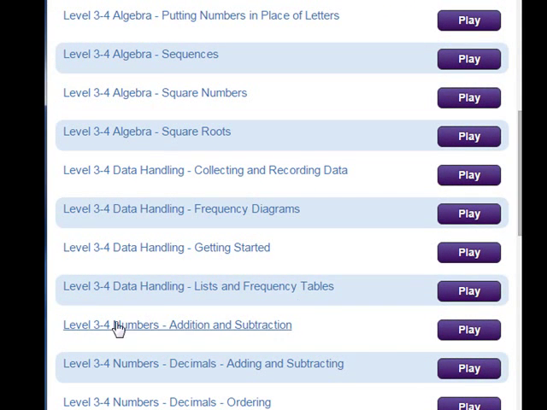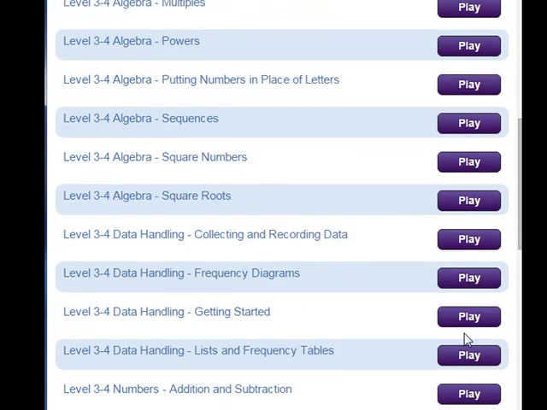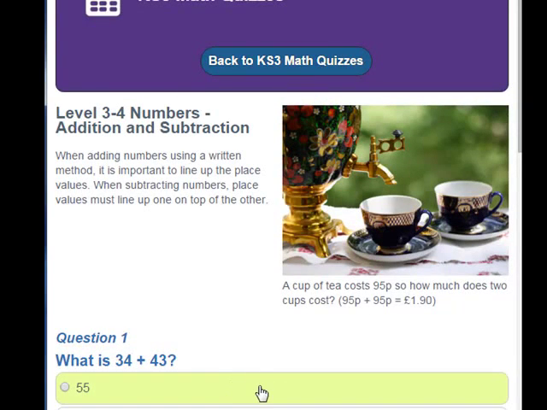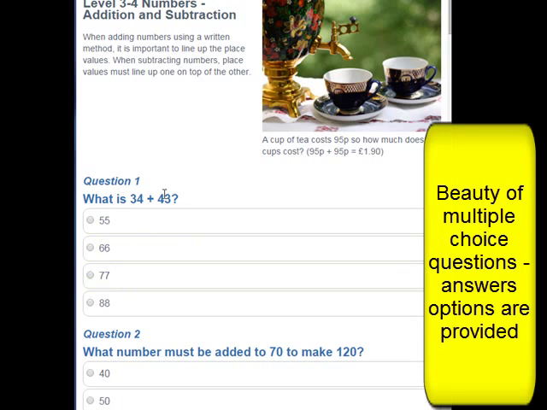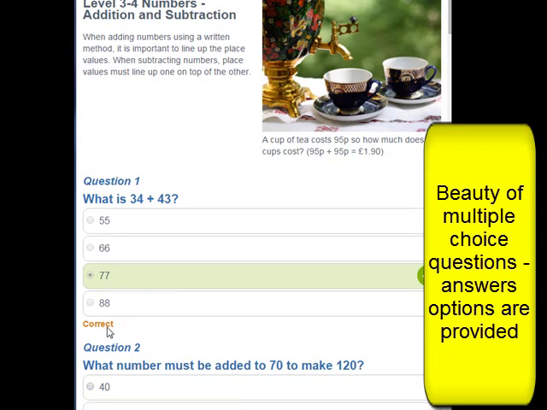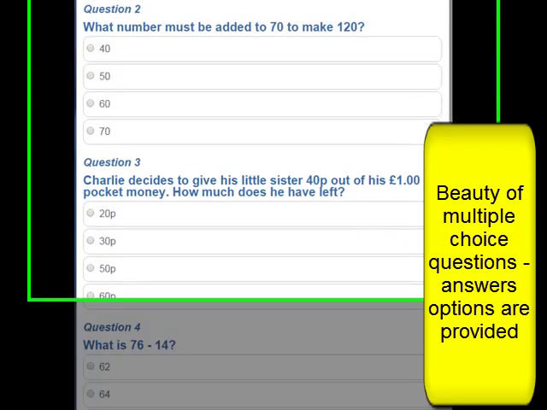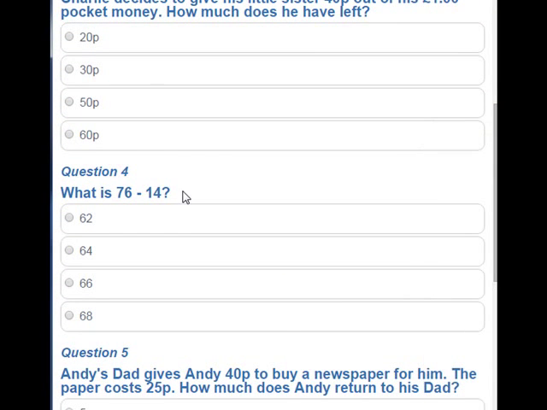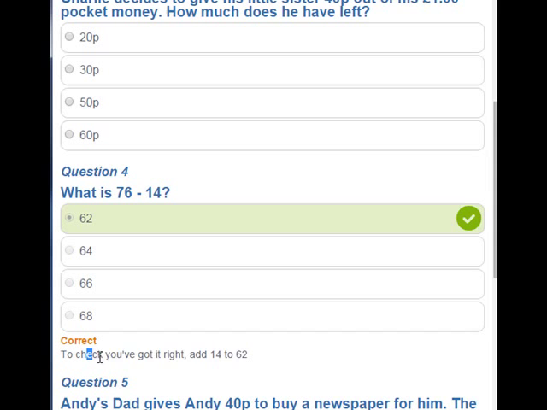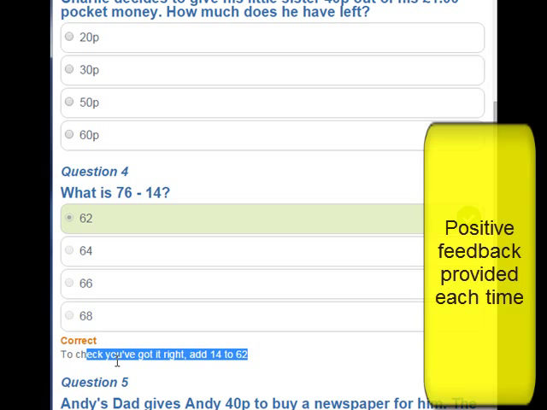So let's go ahead and choose addition and subtraction. I want to practice this. I just hit play for that, and I get here. I can try out my addition and subtraction. The beauty of the multiple choice is it already has the answers for you, so you can pick what you think is the correct answer. It will tell you if it's correct, and if you want to skip a question, you can skip. 76 minus 14, I'm guessing it's going to be 62, so I'll choose that, and again I get positive feedback telling me I got it right.